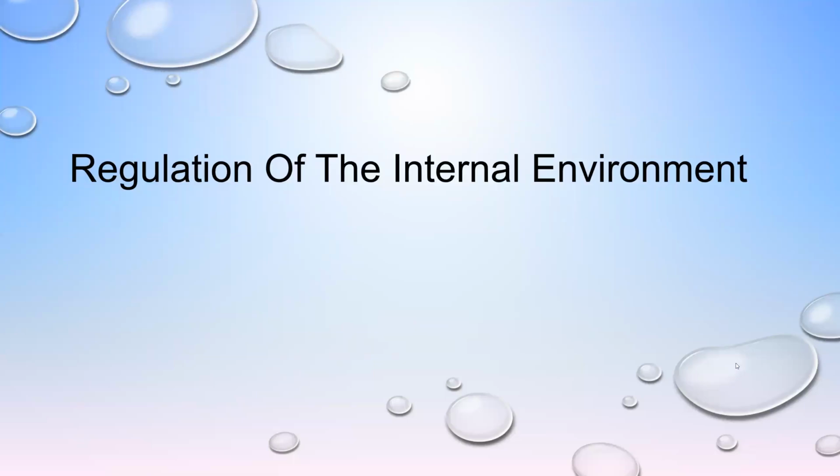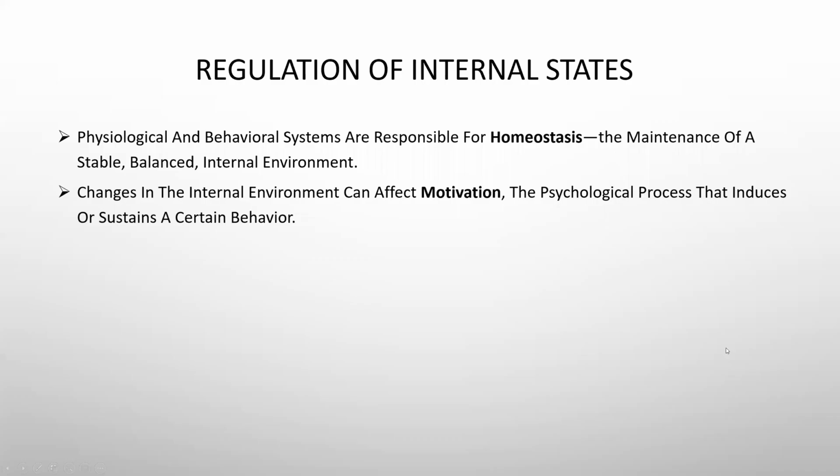Today, we are going to look at the regulation of the internal environment. So, regulation of internal states. Well, physiological and behavioral systems are responsible for homeostasis, which is the maintenance of a stable, balanced internal environment. And changes in the internal environment can affect one's motivation, which is the psychological process that induces or sustains a certain behavior. So the internal states that we're looking at today are going to be thermal regulation, thirst, and hunger.